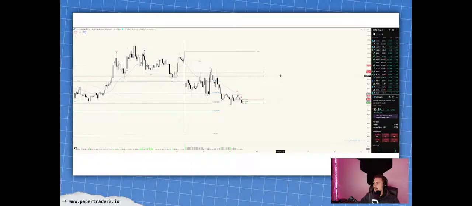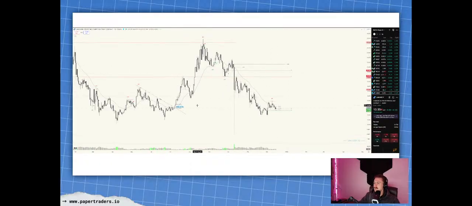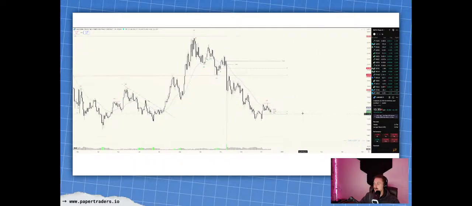Pixel daily, LTC, that one's decent. Runs here. Link is also inside the OTE and holding this fair value gap right there.